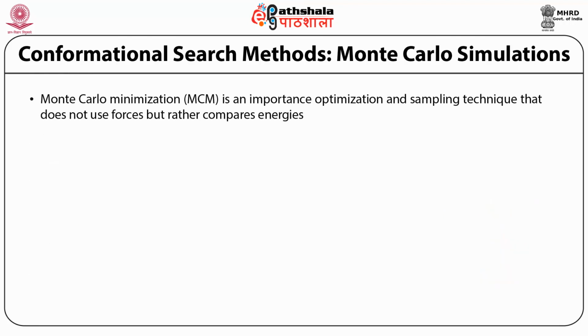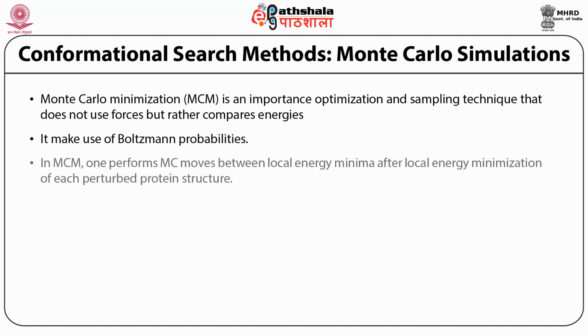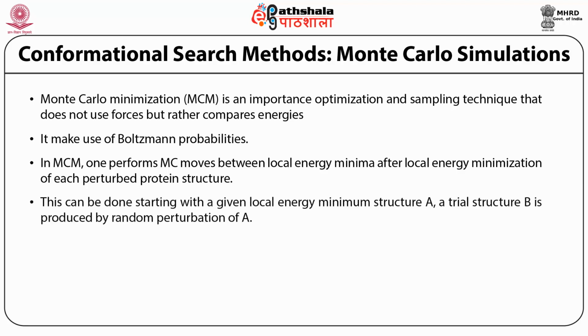Conformational search methods using Monte Carlo simulations. Monte Carlo minimization is an important optimization and sampling technique that does not use forces but rather compares energies. It extensively makes use of Boltzmann probabilities. Here, one performs the Monte Carlo moves between the local energy minima after local energy minimization of each perturbed protein structure. This can be done starting with a given local energy minimum structure A.